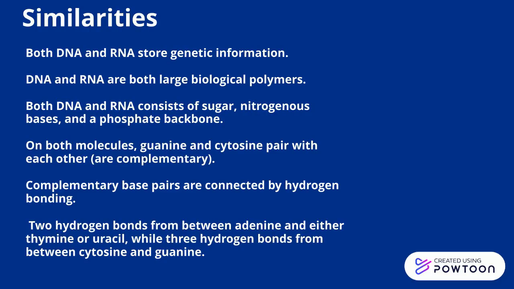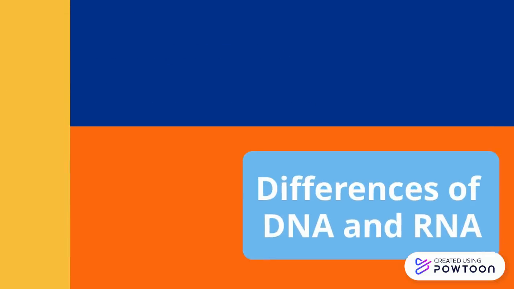Next, in both molecules, guanine and cytosine pair with each other. Next, complementary base pairs are connected by hydrogen bonding. Next, two hydrogen bonds form between adenine and either thymine or uracil, while three hydrogen bonds form between cytosine and guanine. Next are the differences of DNA and RNA.